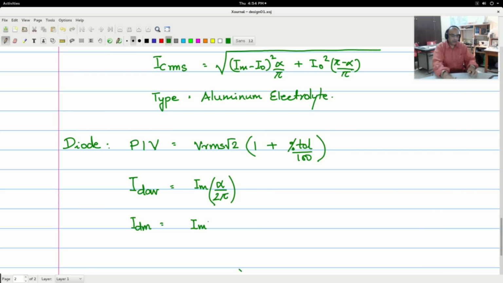So like this, now you have the diode rating and you also have the capacitor electrically designed, and these values can be your guiding values for you to choose these devices.